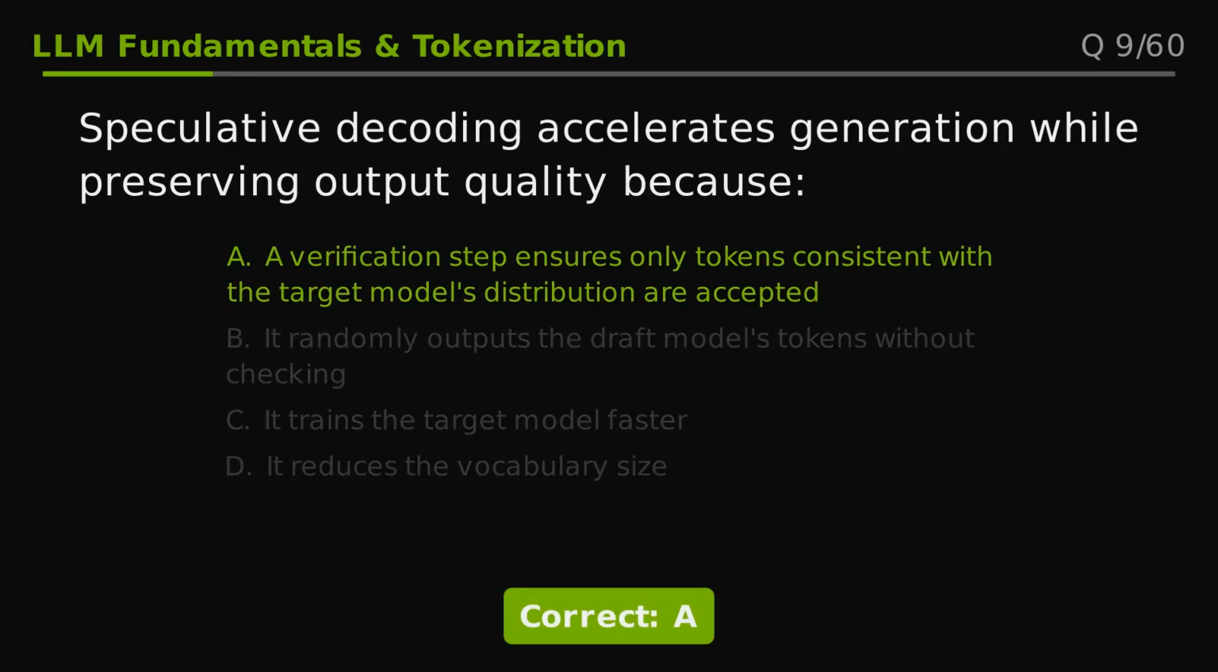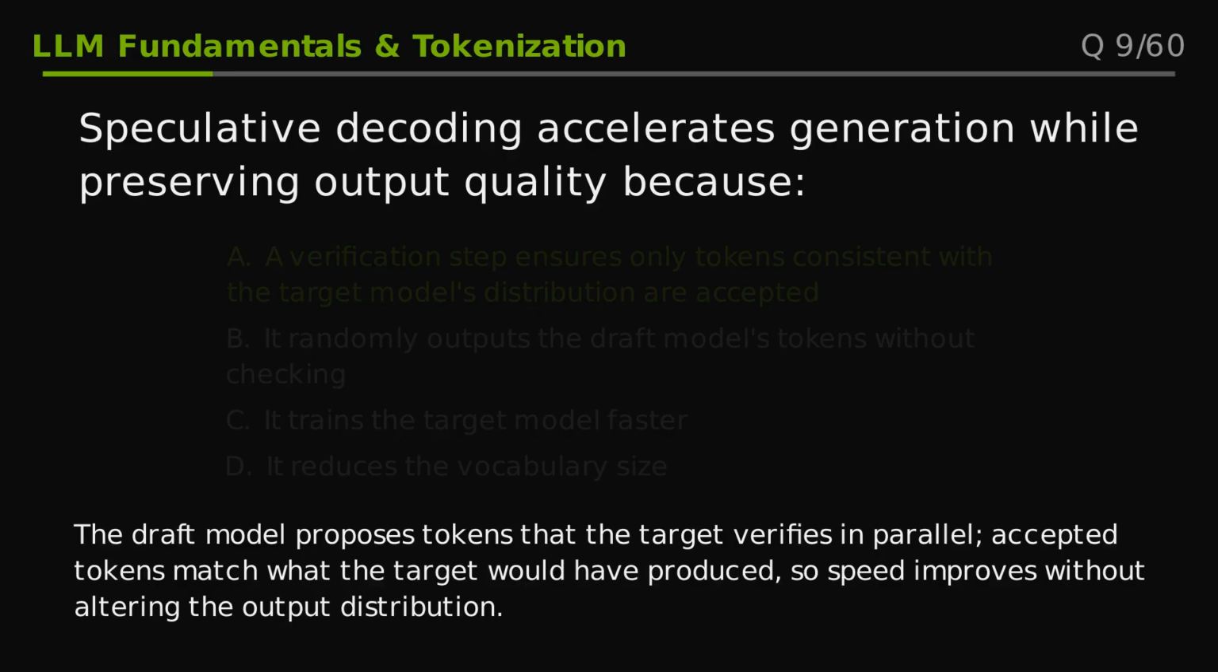The correct answer is A. The draft model proposes tokens that the target verifies in parallel. Accepted tokens match what the target would have produced, so speed improves without altering the output distribution.